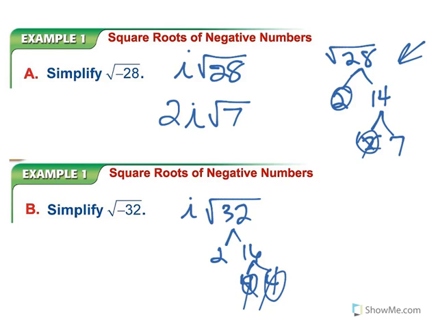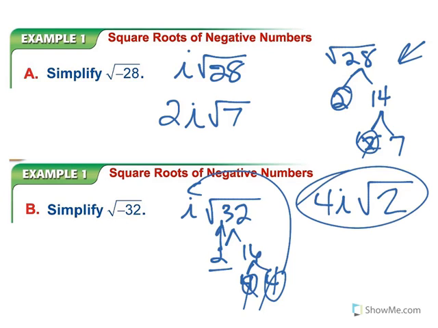One of the 4s is going to cancel, and then we can bring 1 on the outside. And the 2 doesn't have a friend, so he's stuck on the inside. So we get 4i square root of 2. And that's how you reduce those. The only thing that's new from simplifying radicals is the fact that now you can simplify them with negative numbers, and all you do is put an i on the outside.